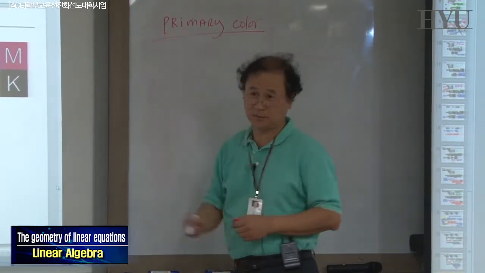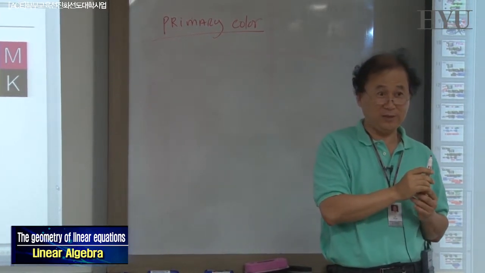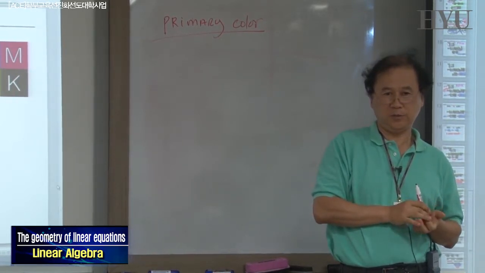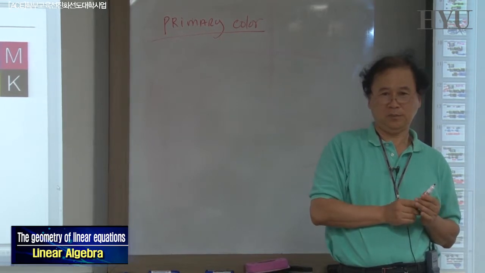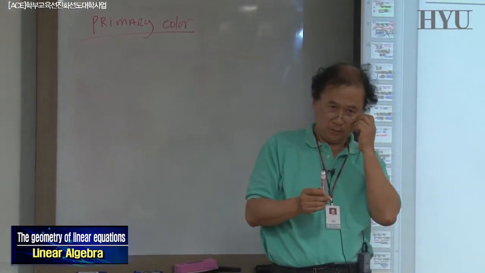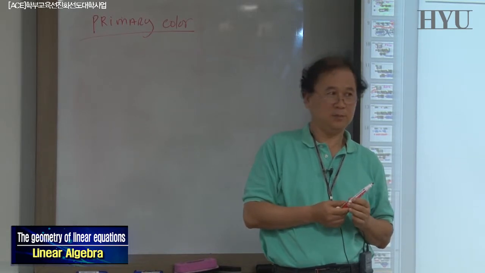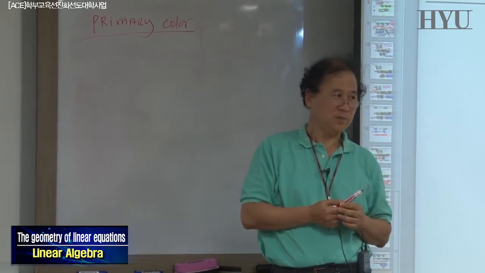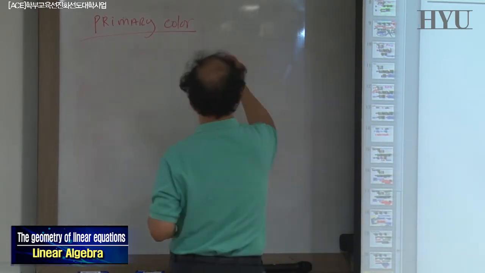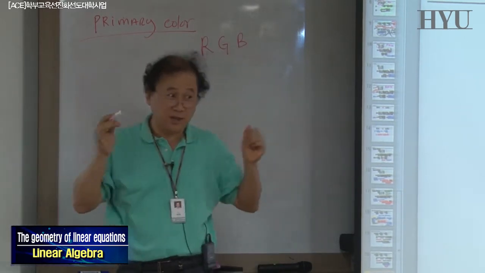Primary color, right? Two types of primary color. One is additive, the other is subtractive, right? What's the primary color for color television? What's the primary colors for color television? Do you know that? RGB, right? So RGB. Here it says, okay, using RGB, you can come up with any colors, right?